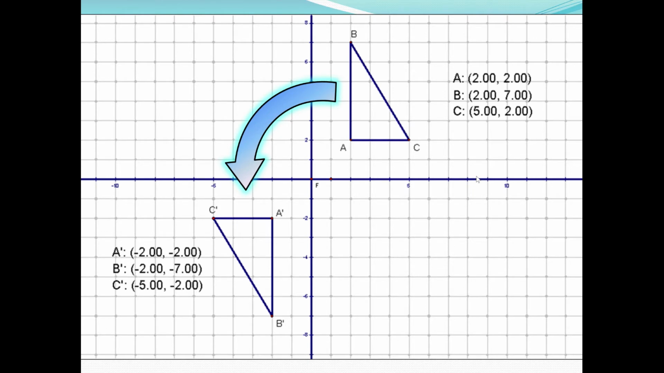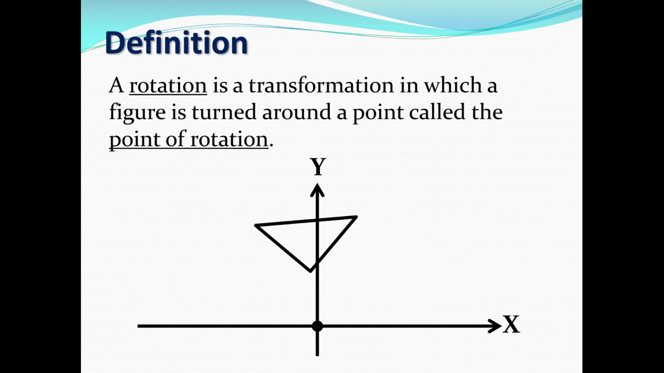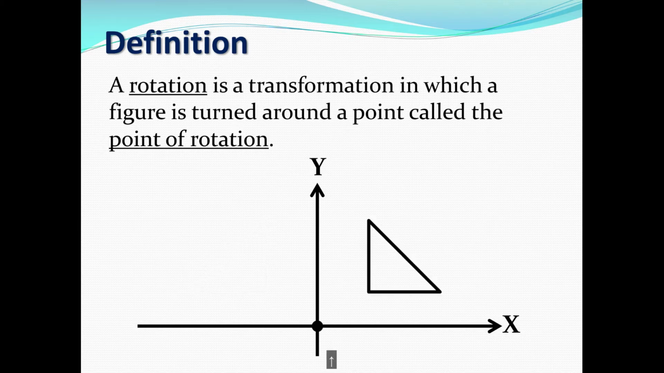So when we talk about rotations, there are a few things that we need to define. First of all, what is the notation? What's the definition? But also, what are you rotating about? Which point and by how many degrees? So let's establish all of that. So here's the definition. A rotation is a transformation in which a figure is turned around a point called the point of rotation. And here's the example. So let's say you rotate that triangle over, and the triangle is in reality being rotated about a point of rotation. In this case, it's the origin itself, okay?